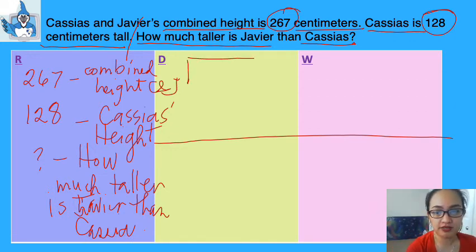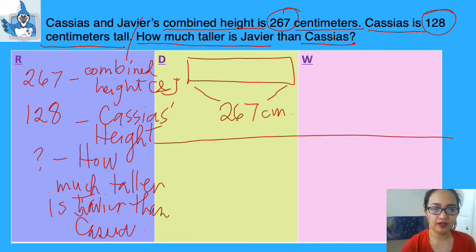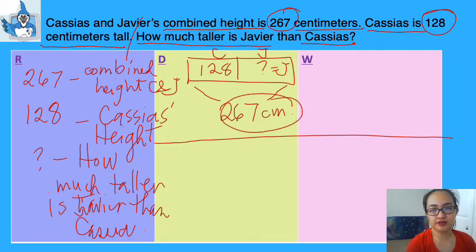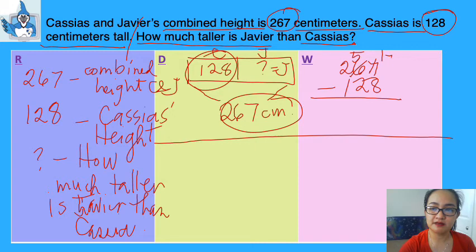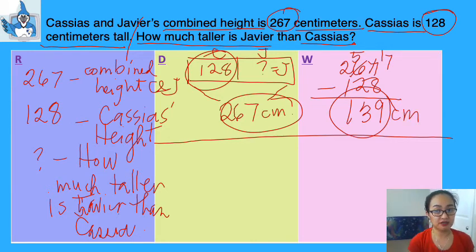What we can draw here is, again, a tape diagram. We know that the combined height is 267 centimeters. I know Kasia's height is 128, but I don't know Javier's. So we can just write J for the unknown here. Now, again, to get the answer, we will just subtract these numbers, 267 minus 128. 7 minus 8, I need to regroup. 17 minus 8 is 9. 5 minus 2 is 3. And 2 minus 1 is 1. So Javier's height is 139 centimeters.